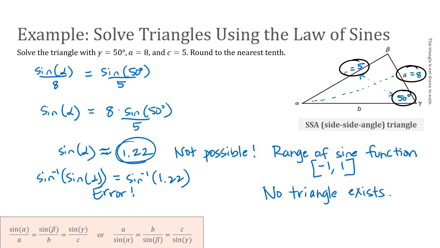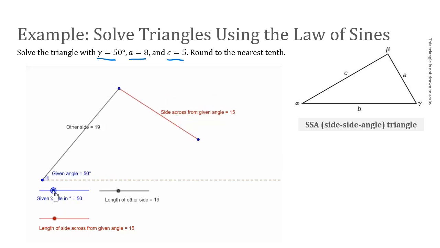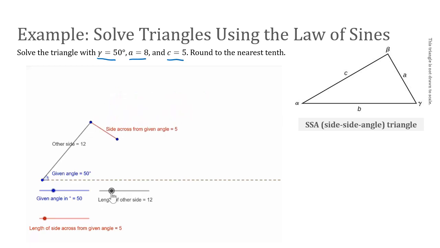Now, you might be thinking to yourself, how can no triangle exist? I see a triangle right up there. On the next slide, I'm going to show you what that might look like. Okay, so here is that same example that we just looked at where we had gamma of 50 degrees, we had an A value equal to 8, and then C, of course, was the side across from it. And what you see in front of you is a video where I'm using a GeoGebra applet and I'm setting the given angle equal to that 50 degrees. The side across from it was 5. And then we knew that the other side that was given was 8.